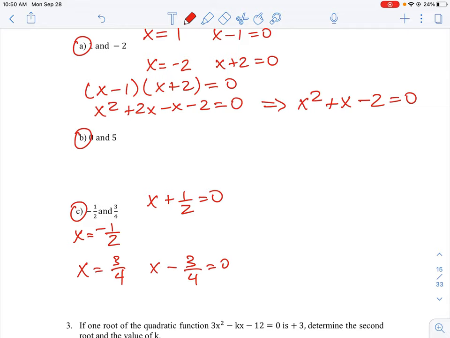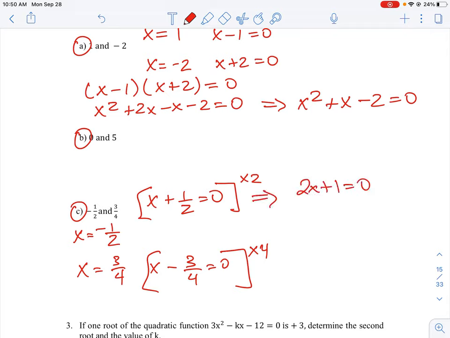Okay, now to do this question, the fractions make it a little bit clumsy in order to multiply that expression out. So we can use the same trick we did in the other questions where we multiply by the lowest common multiple for that expression. So to clear the 2, we just multiply by 2 for every term in the expression. And to clear the 4, we're going to multiply by a 4. So this is going to give us 2x plus 1 is equal to 0. And this is going to give us 4x minus 3 is equal to 0.